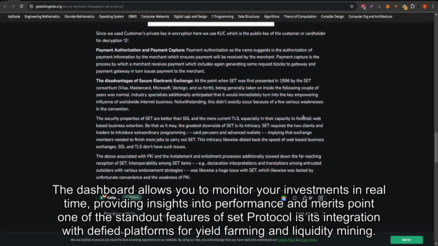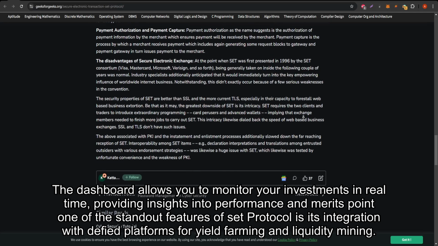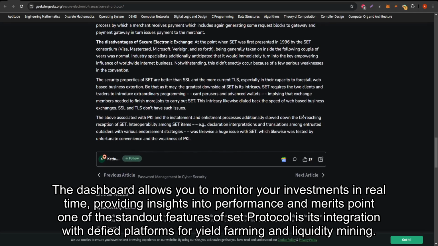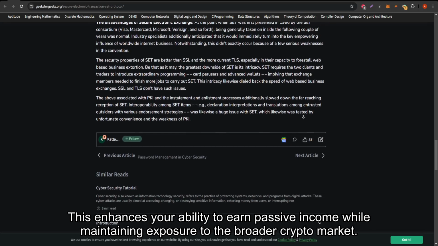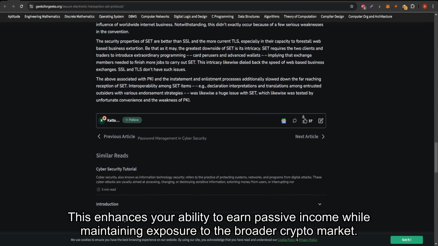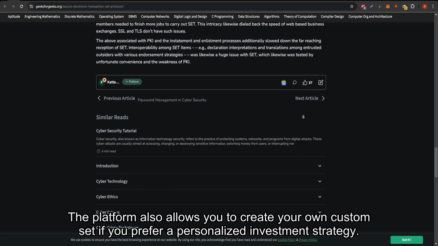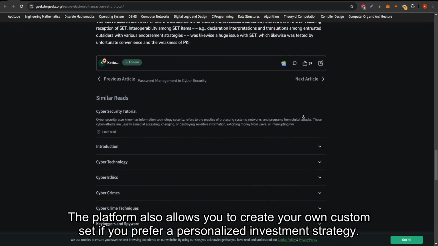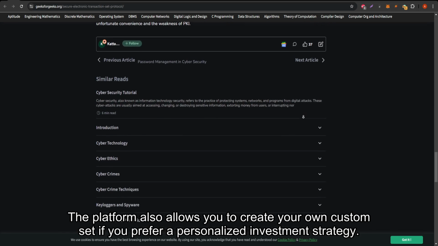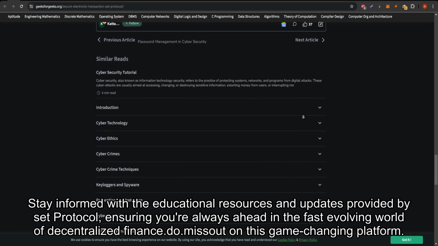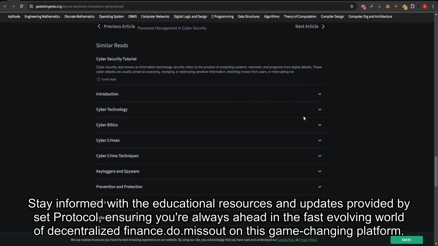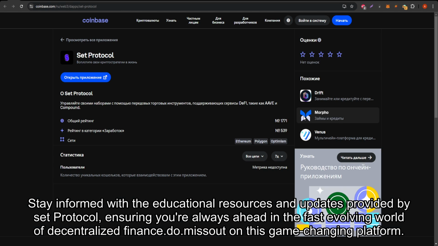One of the standout features of SET Protocol is its integration with DeFi platforms for yield farming and liquidity mining. This enhances your ability to earn passive income while maintaining exposure to the broader crypto market. The platform also allows you to create your own custom set if you prefer a personalized investment strategy. Stay informed with the educational resources and updates provided by SET Protocol, ensuring you're always ahead in the fast-evolving world of decentralized finance. Don't miss out on this game-changing platform.